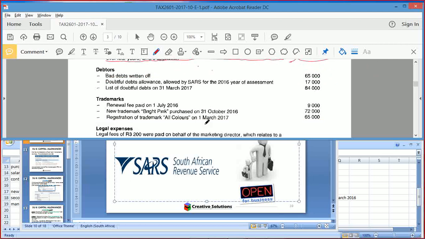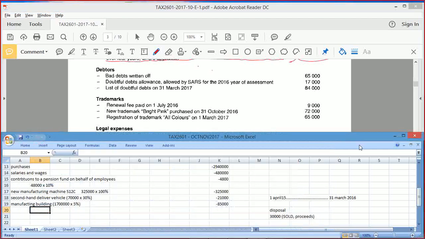The last few are a bit easier. That's probably more tricky, yeah. Okay, so now we can speed up a bit and get through this bit here. So now, what are we looking at here? Bad debts? Doubtful debts? What does SARS allow you to do? Remember, think about this. If you haven't received payment, should you pay SARS tax?